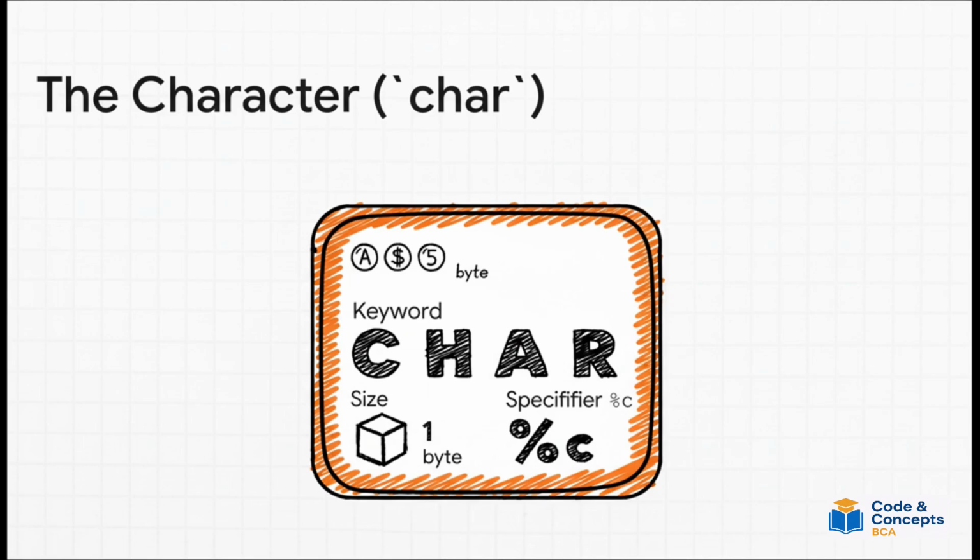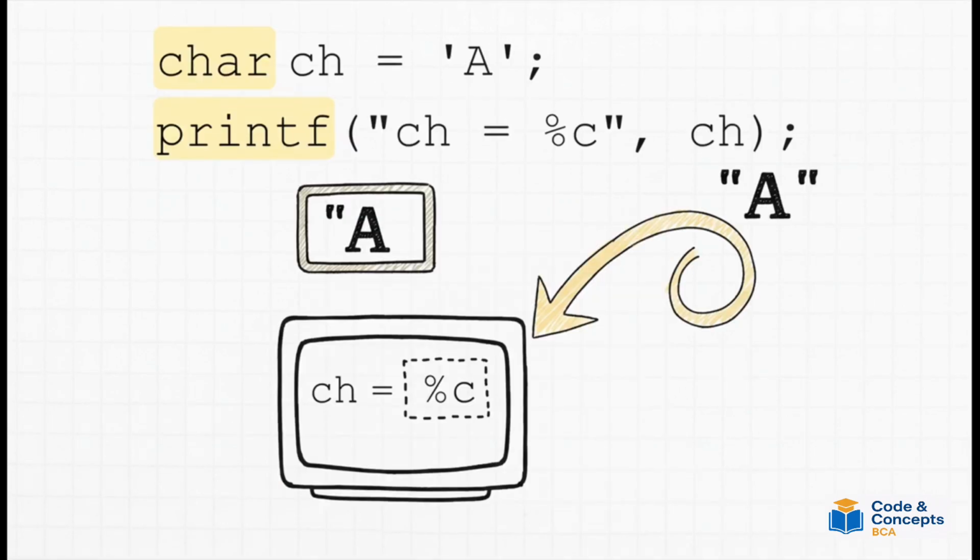Okay, next tool, the character, or char. This one's for storing just a single letter, a single symbol, or even a number you want to treat like text. It's super lightweight, using only 1 byte of memory, and its special printing placeholder is %c. So how do we use it? Well, check out this code.